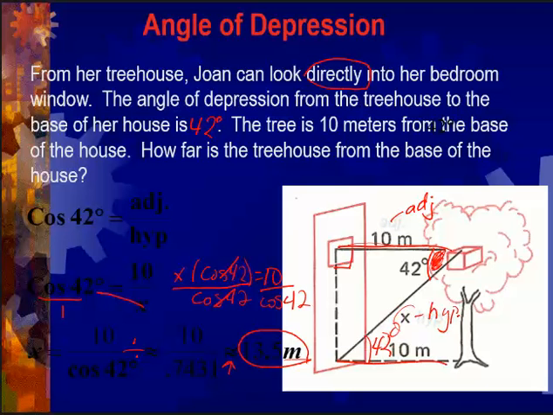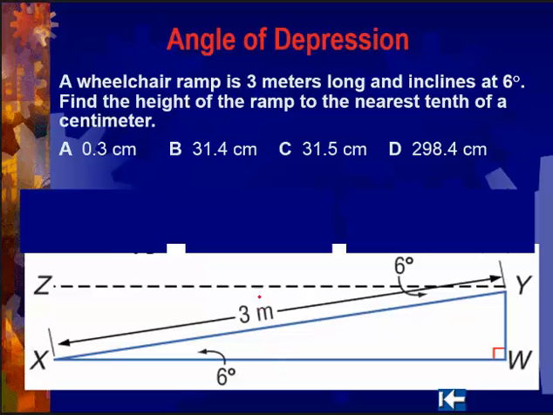Let's do one more. Angle of depression. A wheelchair ramp is 3 meters long. Okay, a ramp goes up, so that should be at an angle. Picture it. Picture a ramp. Okay, it's not going to be your horizontal distance. It's your slanted distance. And it inclines at 6 degrees. So here's how far up off the ground it is in degrees. Find the height. Okay, this distance from Y to W, that's how high the ramp ends up. That's my x value. To the nearest tenth of a centimeter.